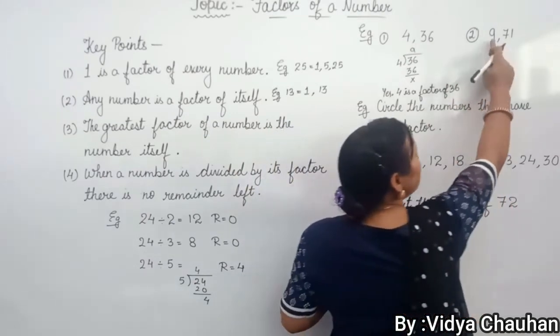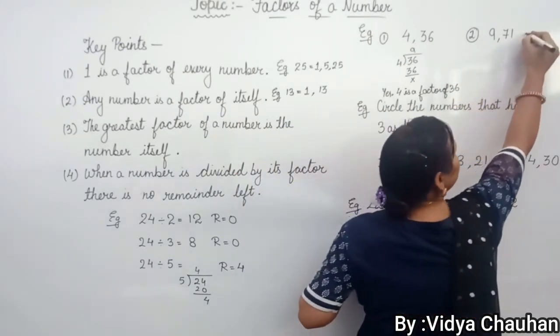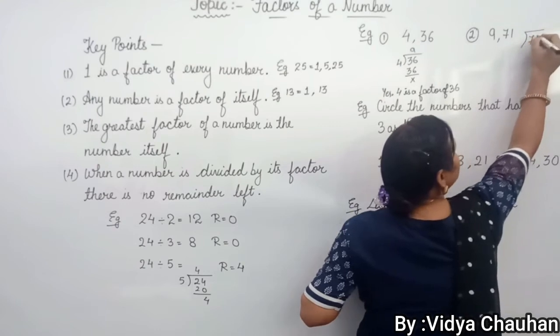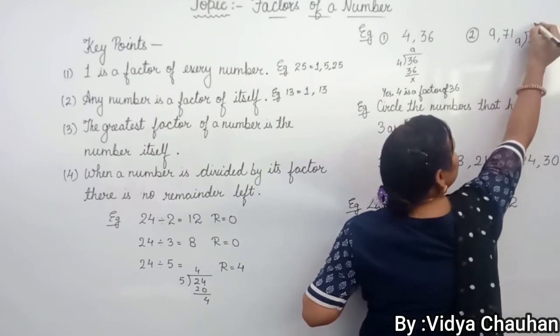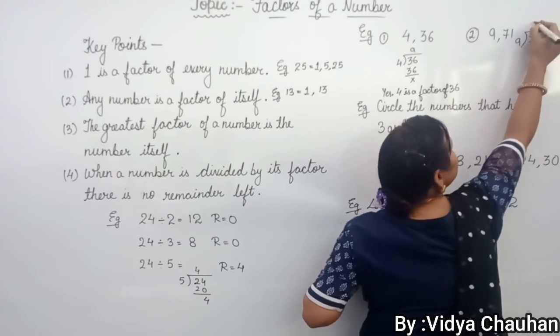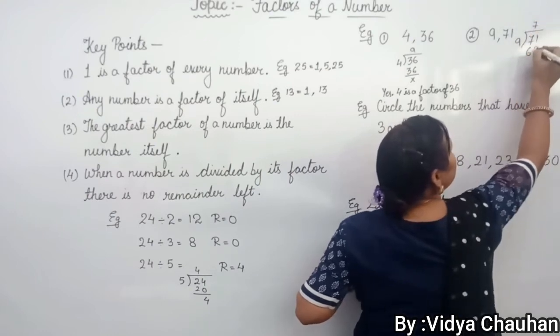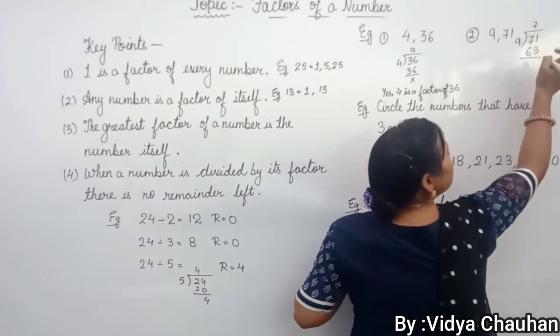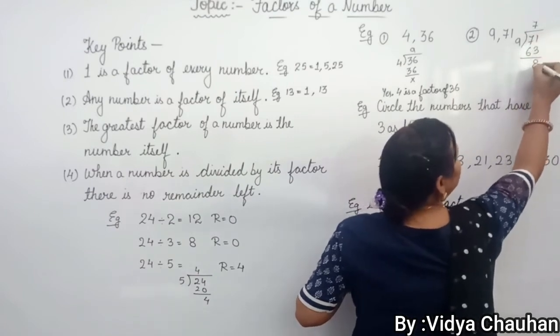Similarly, let's check whether 9 is a factor of 71 or not. So for that, I will divide 71 with 9. So 9, what is 9 sevens are? 9 sevens are 63. So when I will subtract it here, you will get 8 as remainder.